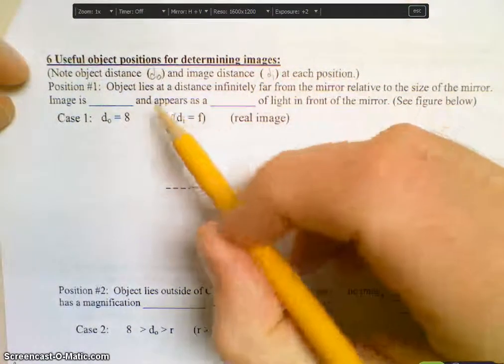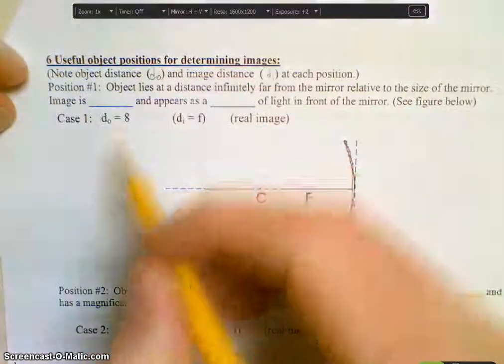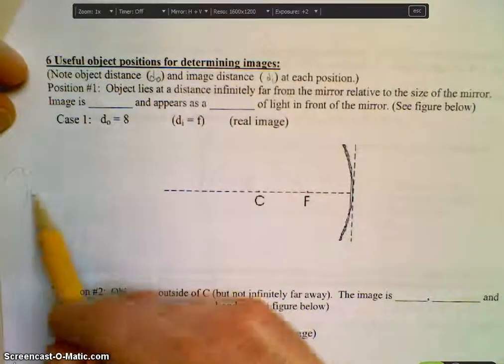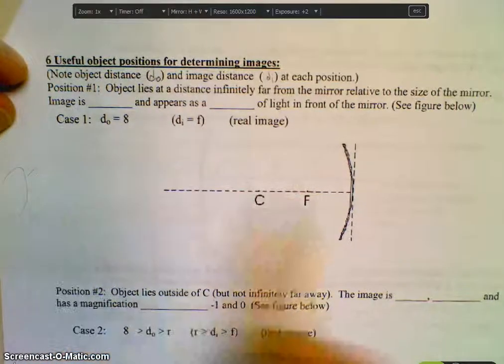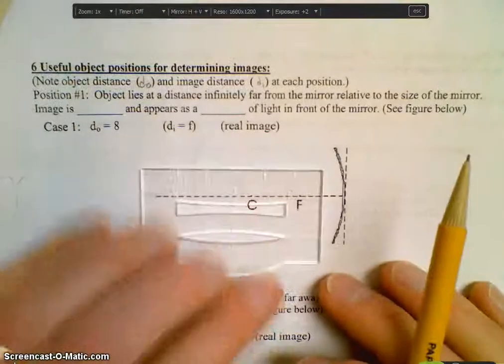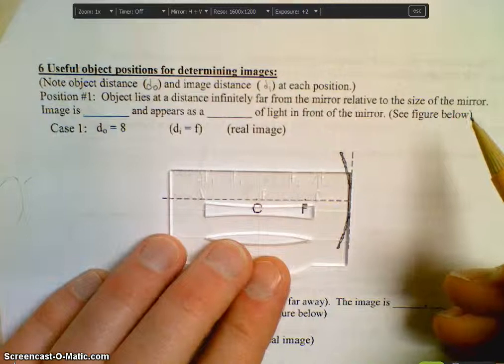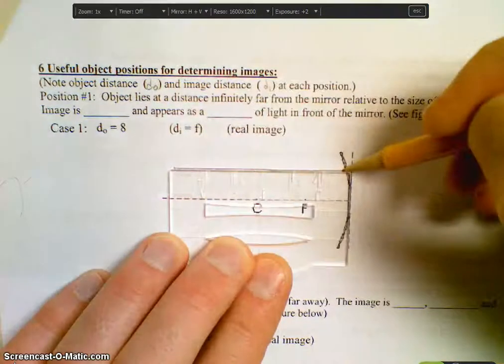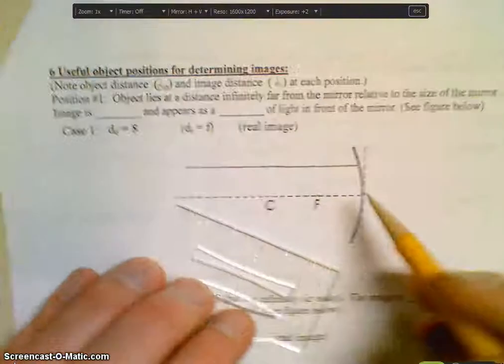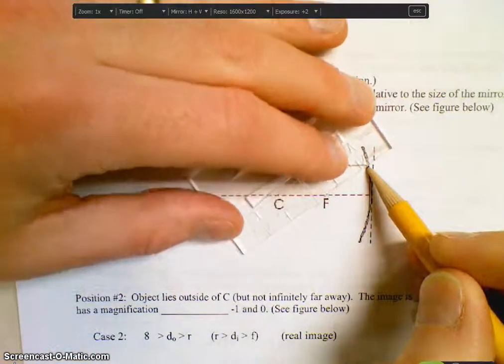So position 1, we're going to have an object that lies infinitely far from the mirror. So that would be like the sun out here, and all the rays that are coming in are going to be parallel to the principal axis. So I'm going to use my little ray diagram helper here. And again, parallel ray in, reflects, and goes through the focal point.